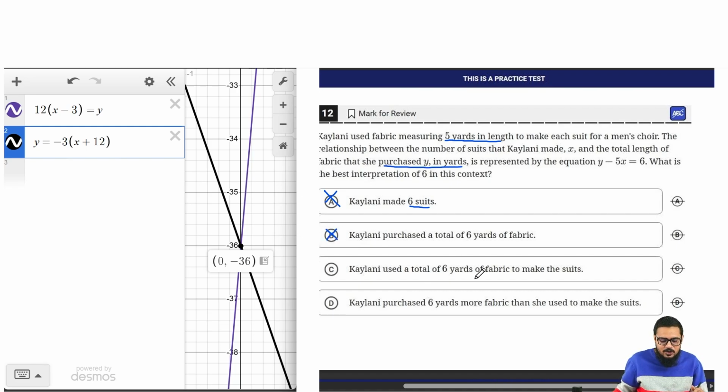Kalyani used a total of 6 yards of fabric to make the suits. No, she did not use 6 yards of fabric. Instead, she used 5x yards of fabric to create x suits, right? So answer option C should also be incorrect. Now, Kalyani purchased 6 yards more fabric than she used to make the suits, which is why she is still left with 6 yards, because she already had a surplus of 6 yards than what she was going to consume, right? So I'm going to go with answer option D as my right choice for this question.